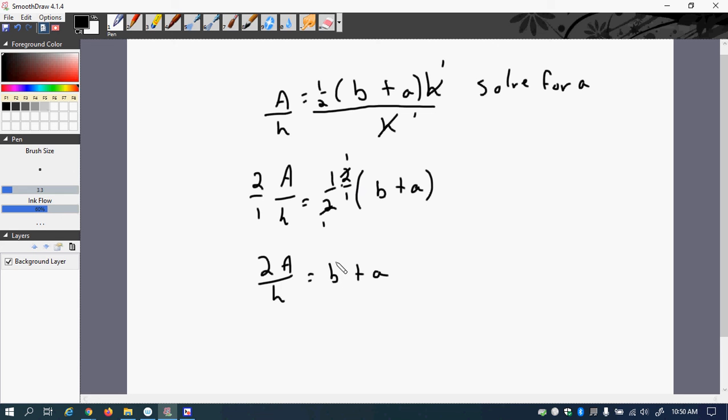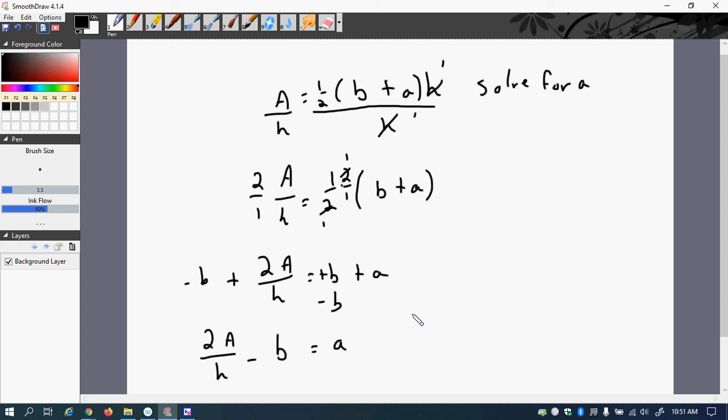So now my last step is to move the B. Well, what is the B doing? Well, the B is being added to the A. So the opposite is to subtract B from both sides. And so now I get 2A over H minus B equal to A. And so now I have isolated one of my bases by solving for the other side. So now I know what A base actually is. And that's how you solve that.